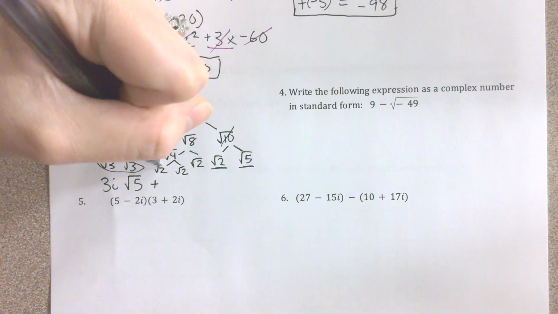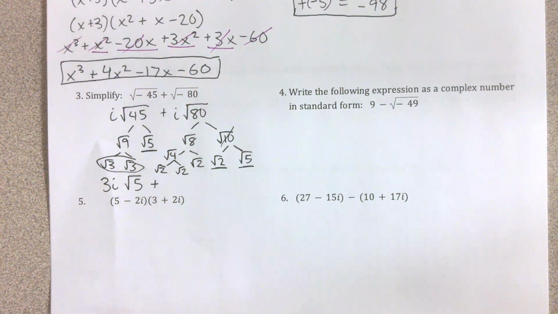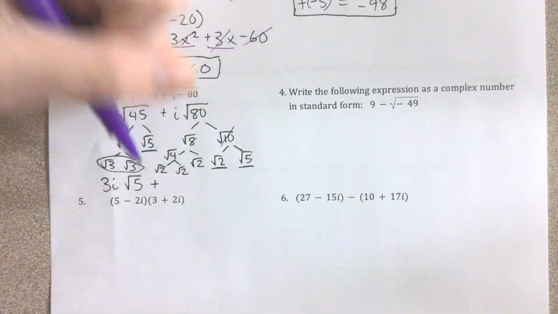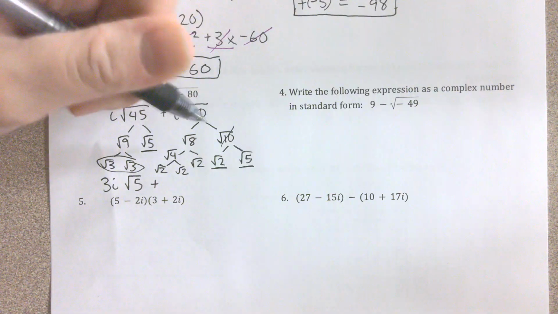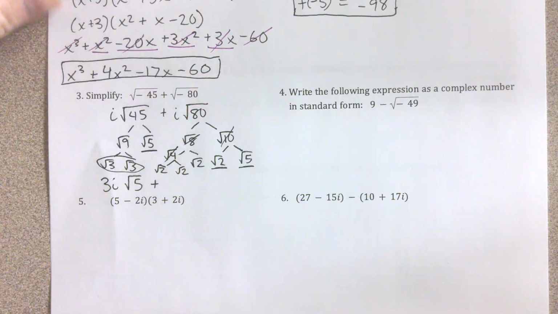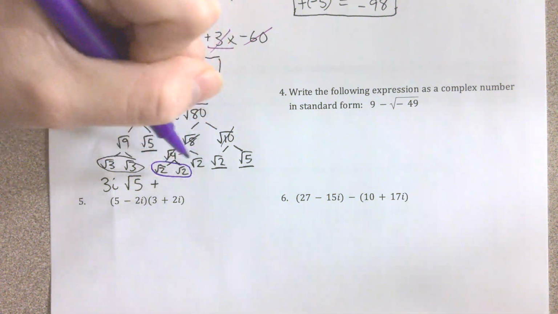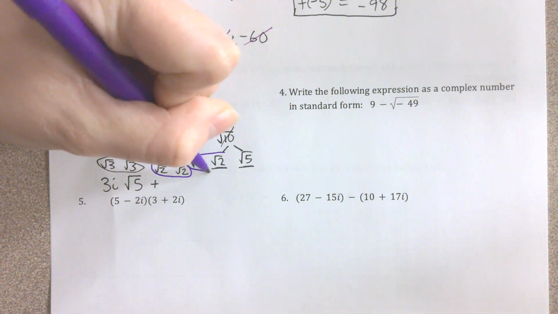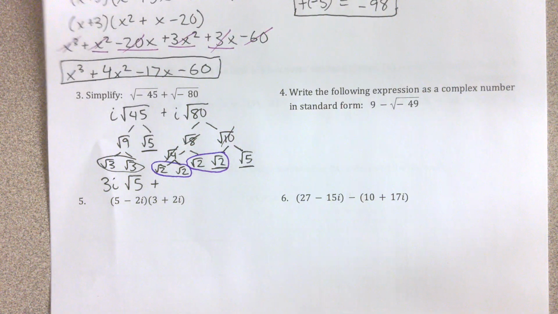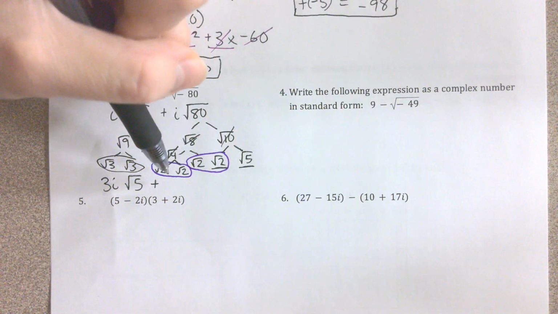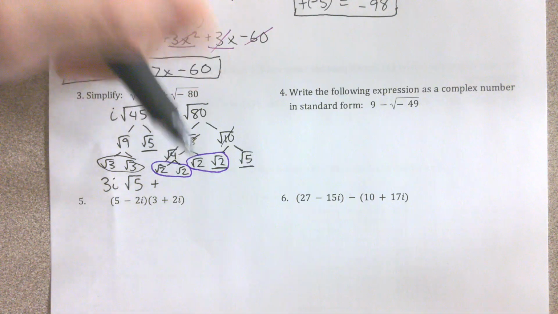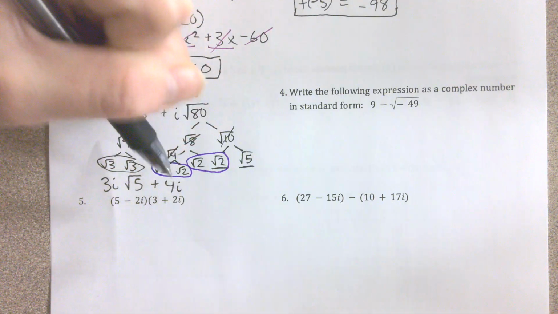Sorry if this is a bit messy. Let me get a different colored marker to help organize it a little bit. So I broke down the 8 and the 4. I'm going to mark those out so I don't focus on those. So I have a pair of 2's here, and I also have another pair of 2's here. And then I have the square root of 5. So both pairs of 2's come out. So this is 2 times 2, which gives us 4i square root 5.